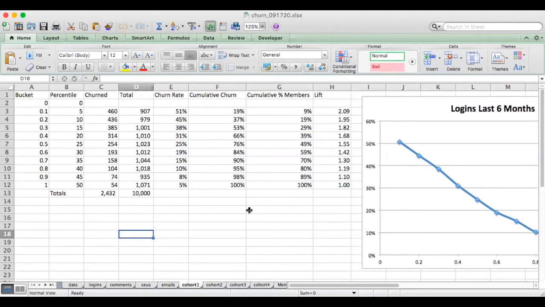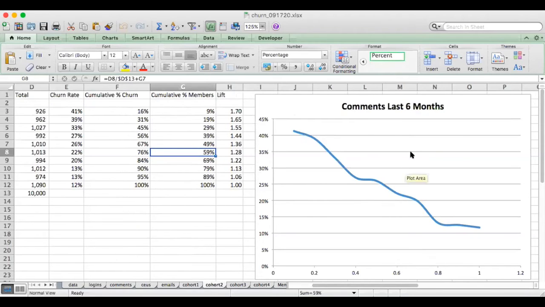So let's see what that looks like for a few other cohorts. If I come over here, this is comments over the last 6 months. If we remember back to when I was creating the box plot, we saw that it was kind of predictive, but not super. And you see this here. It's not a nice line. It's kind of squiggly. It still has that downward trend, but it's not very effective. There are flat points along here that would make me think there's something not very useful about this.